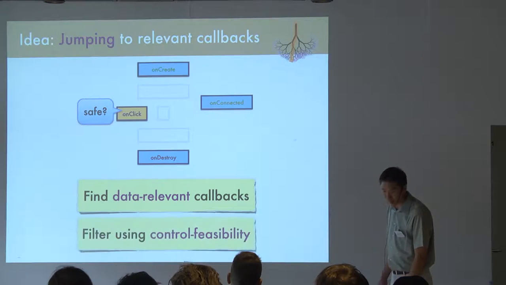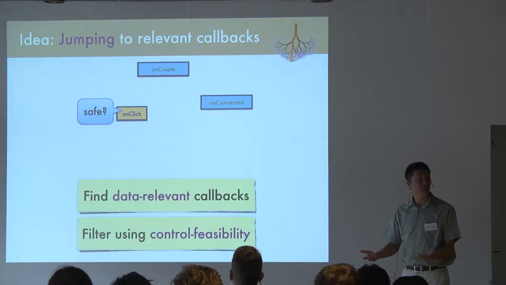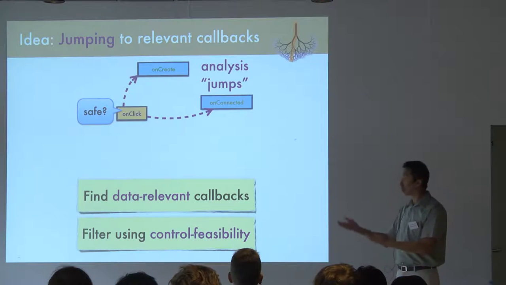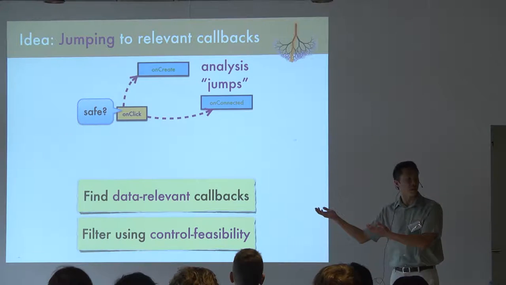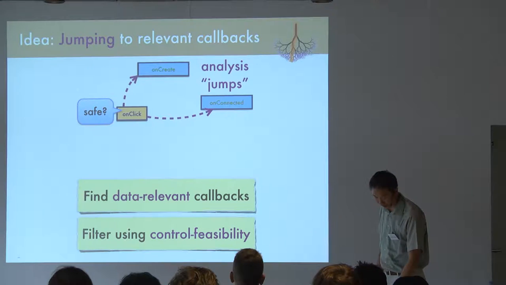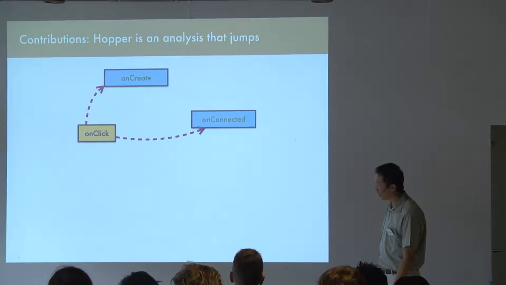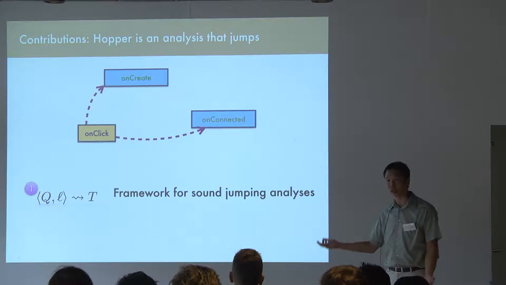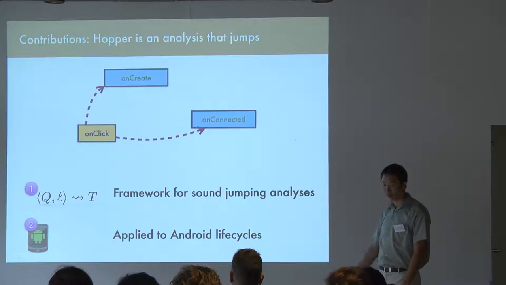And then once I've considered those, I can also consider an extra filtering, which is to consider the possible control flow in the particular component, and that allows me to throw away onDestroy as something I have to consider. And so then the analysis can essentially go to those two methods and continue. In some ways it seems like the analysis just jumps to those other two callbacks, and this is where our term jumping comes from. So that's what's implemented in our tool called Hopper. The contribution is that idea of jumping. We have a framework for sound jumping analysis, because it seems like we just jump to random parts of the code. How do we know that that's okay? And then we have applied this idea to the problem of Android life cycles.